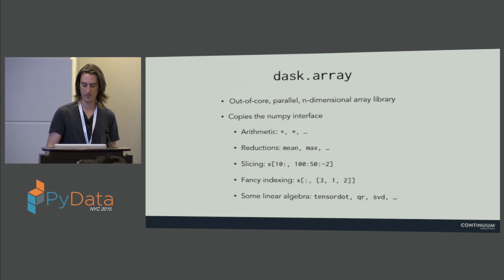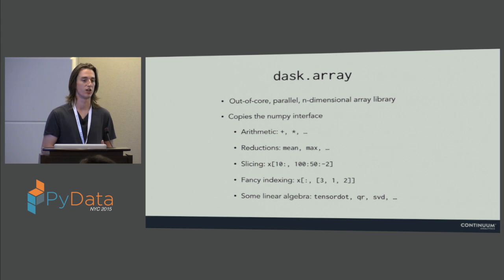So Dask array, as I said, is an out-of-core parallel n-dimensional array library. We support a lot of the NumPy interface. So we support arithmetic. You can do addition, multiplication, those kinds of operations on arrays. We support common reductions, mean, max. We actually have a generalized moment calculation if people want to do some stats. Slicings. So normal slicing you do. We also support fancy indexing. Both of these can be done in a parallel fashion. And we support some linear algebra. So tensordot, normal matrix multiplication, QR, SVD. We recently got compressed SVD, which is a fun little randomized algorithm.